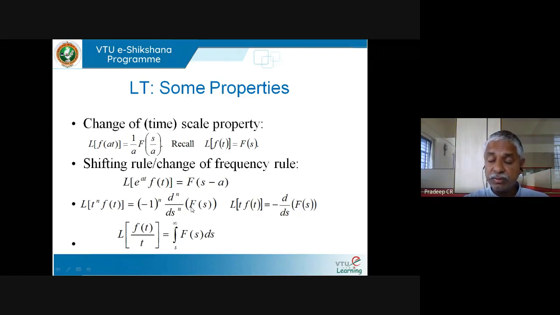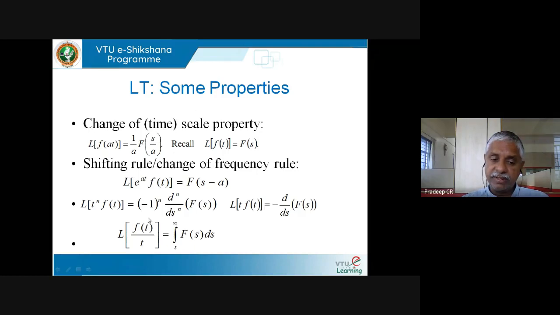The most useful part of this formula is when n equals 1. When n equals 1, I have written down this formula explicitly. So if you put n equal to 1, I get L of t f(t) is minus the first derivative of F(s). That's what is written here. So this is a very useful formula, because whenever you want to multiply a function by t and find its Laplace, this formula is going to be useful.